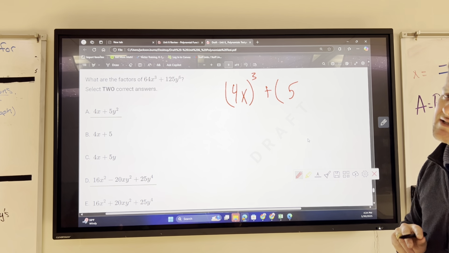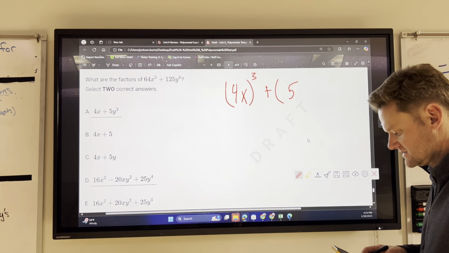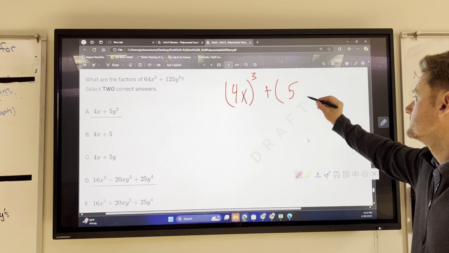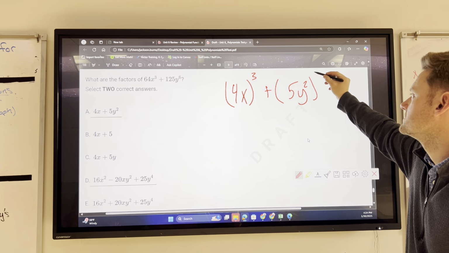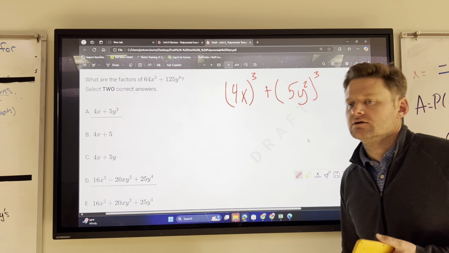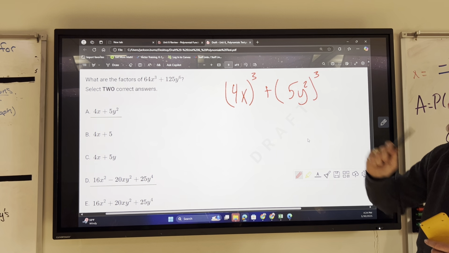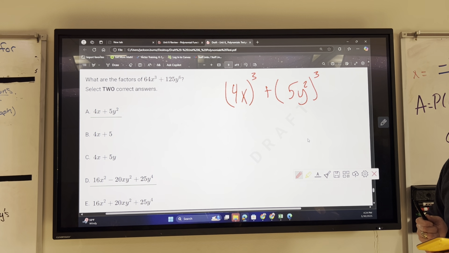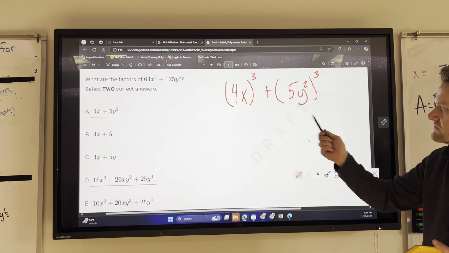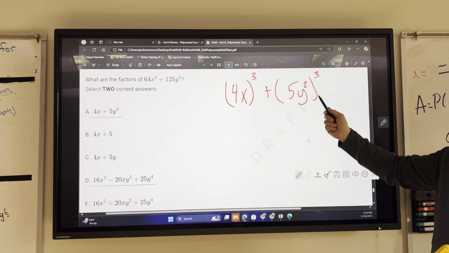Now I have y to the 6th. What is going to be the cube root of y to the 6th? Remember, what do I do with exponents? I divide them, right? So if it's 3 times 2, that gives me 6, so this will be y squared. So you had to know that you're going to get 4x cubed and 5y squared cubed.